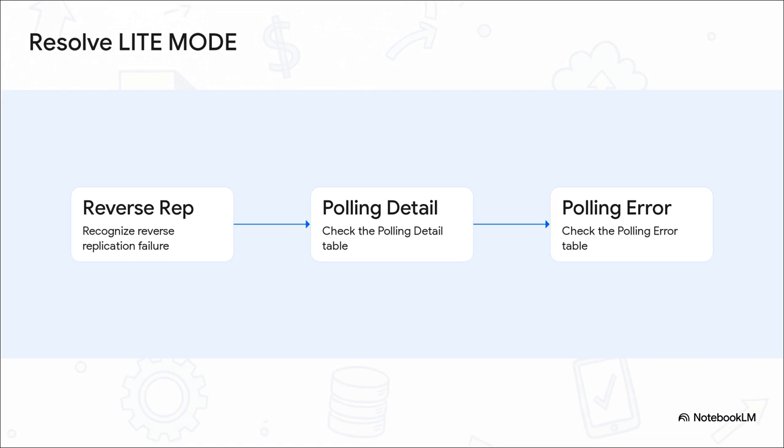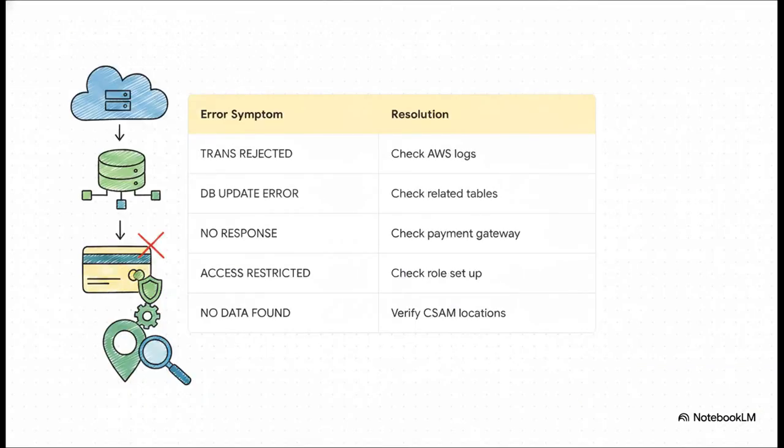for the support team. All right, let's rapid fire through the rest of these error symptoms so you're fully equipped for battle. If you get a transaction rejected or database update error, you're dealing with a technical issue, often a null exception or a Java SQL failure. The cure? Go check your AWS logs and related tables.